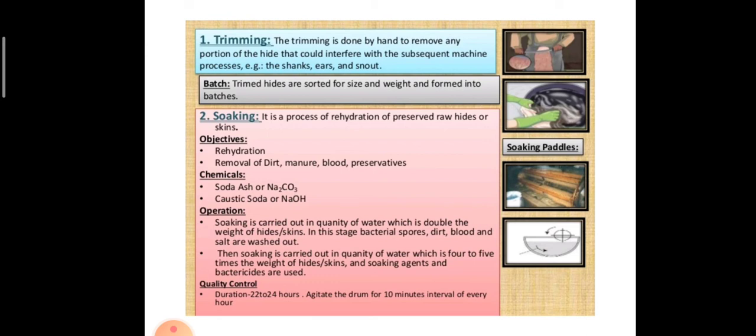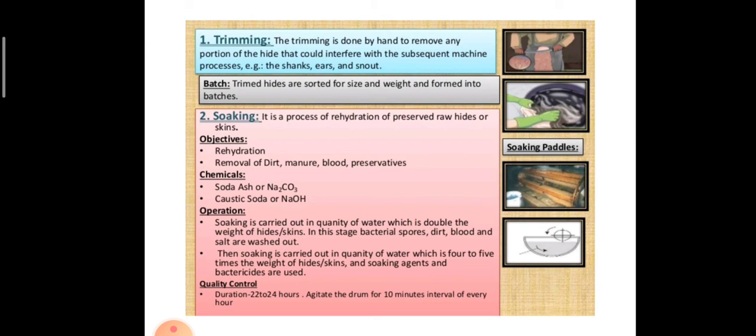So soaking is a process of rehydration of preserved raw hides or skin. The objectives of soaking are rehydration and removal of dirt, manure, blood and preservatives. I repeat once again: what is the main objective? What is the purpose? Why are we doing soaking?